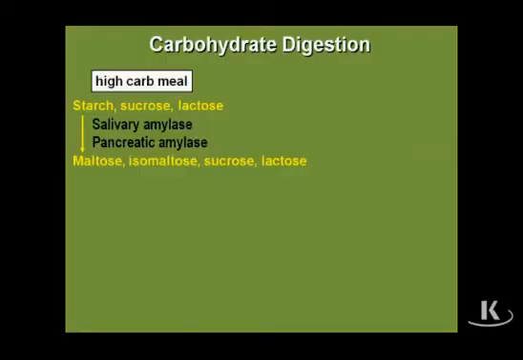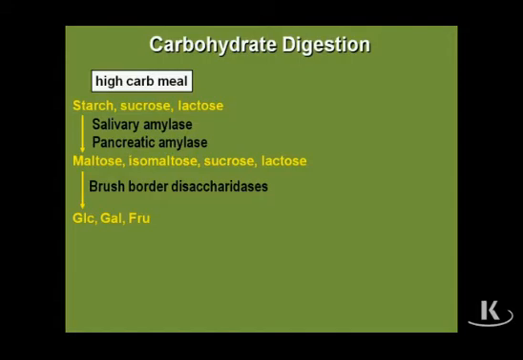Isomaltose is glucose alpha 1,6 glucose. Sucrose is made up of fructose and glucose, and lactose is made up of galactose and glucose. Now we'll talk about sucrose and lactose later. But what happens there in the lumen of the intestine is there are a series of brush border disaccharidases, maltase, isomaltase, sucrase, and lactase, that take the disaccharides and break them down to the monosaccharides.